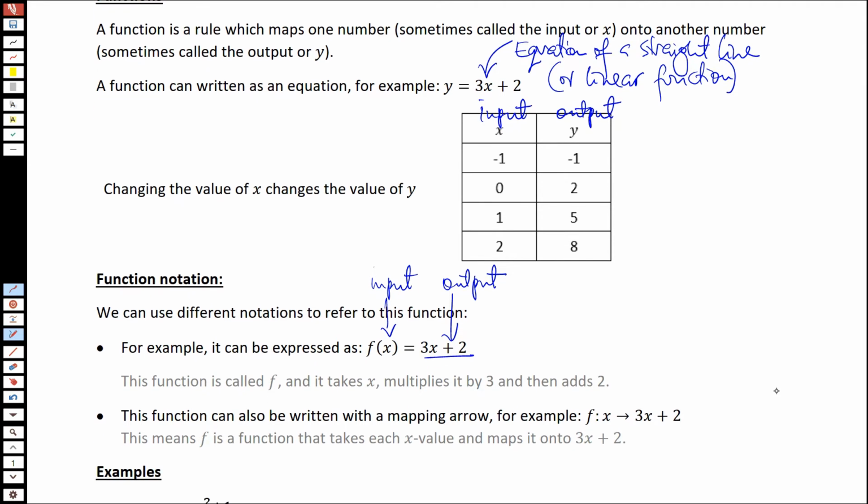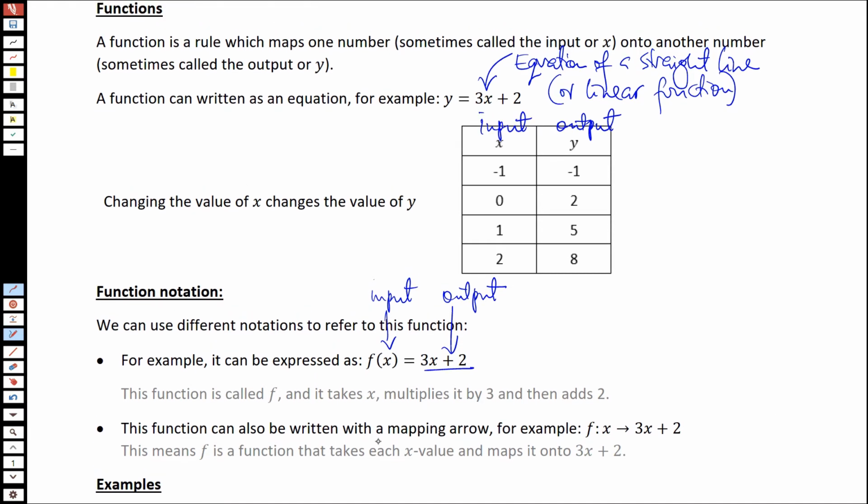You can also write a function using a mapping arrow. So you have here a function f such that x is mapped onto 3x plus 2. So that's basically what happens. The function f takes each x value and maps it onto 3x plus 2. So basically, this notation here and that notation, they all mean the same thing as that.